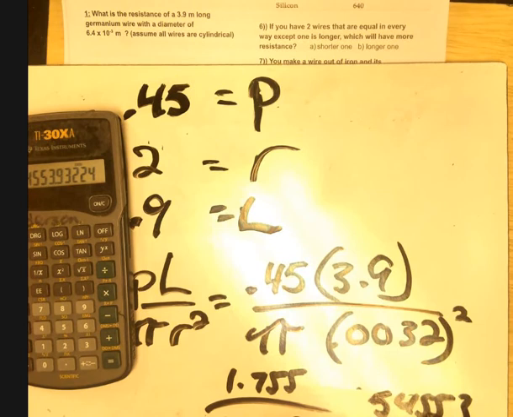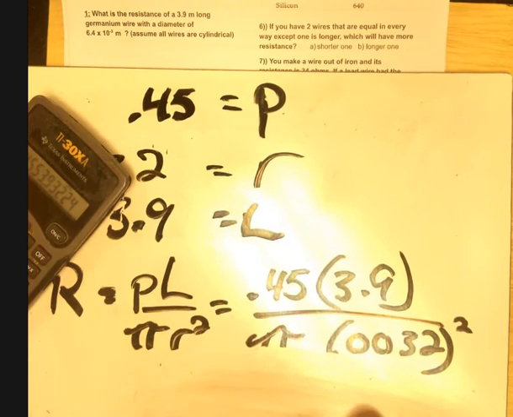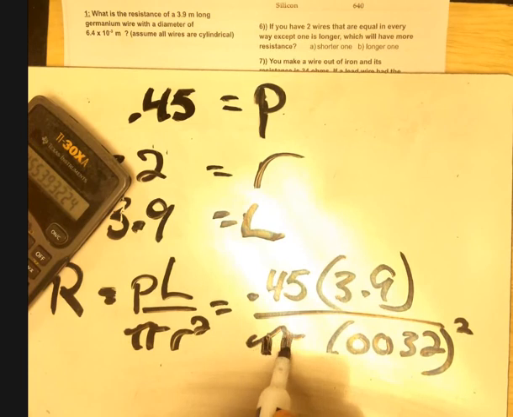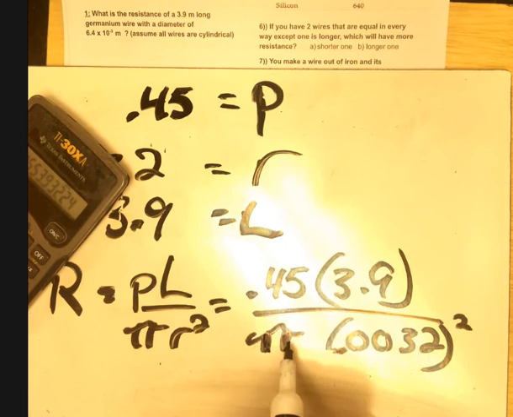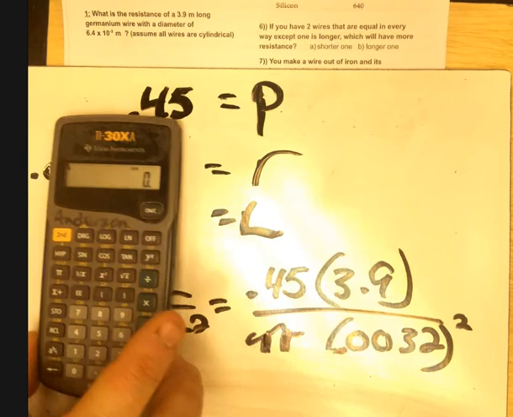So that's one way of doing it. There's a third way. Some of you are going to see this on the bottom, pi times 0.0032 squared, and you're going to insist to multiply pi times that. And that's fine, you can do that. Now here's how you do it.